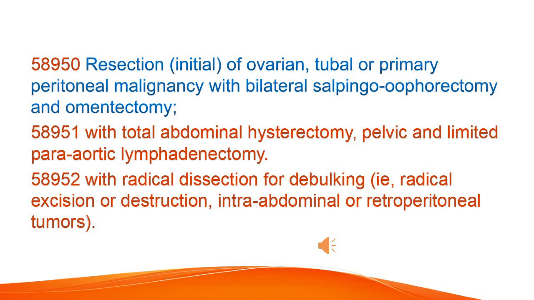Resection, initial, of ovarian, tubal, or primary peritoneal malignancy with bilateral salpingo-oophorectomy and omentectomy. With total abdominal hysterectomy, pelvic and limited para-aortic lymphadenectomy. With radical dissection for debulking, i.e., radical excision or destruction, intra-abdominal or retroperitoneal tumors.